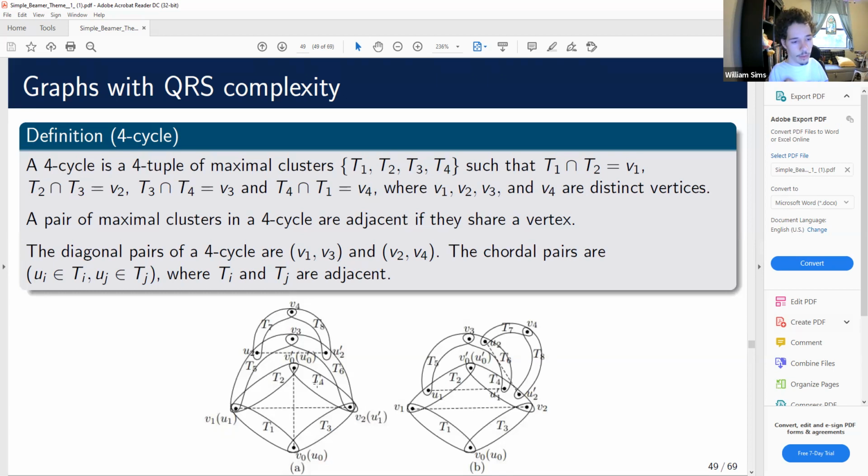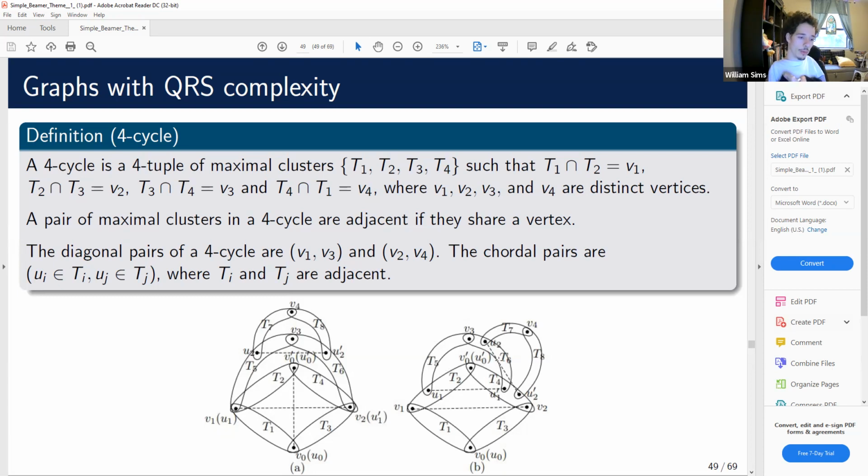So for example, over here on the right, this pair, U2, U2 prime, is a chordal pair in the clusters T6 and T4. Now, it doesn't just mean that they are a chord between an adjacent pair of maximal clusters. They have to be adjacent clusters in a 4 cycle. So in this case, the 4 cycle where U2 and U2 prime is a chordal pair is T2, T4, T5, and T6. That forms our 4 cycle, and T4 and T6 are an adjacent pair in that 4 cycle.